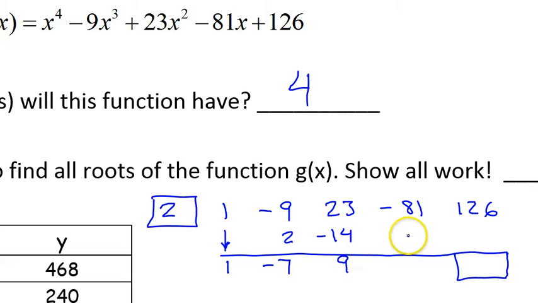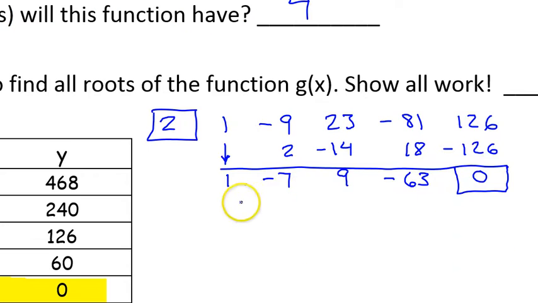2 times 9 is 18. Together these make negative 63. And 2 times negative 63 is negative 126. So that's 0. Alright, now I could do grouping right now. I'm noticing that negative 7 divided by 1 is negative 7, and negative 63 divided by 9 is negative 7. So I could do grouping right now.